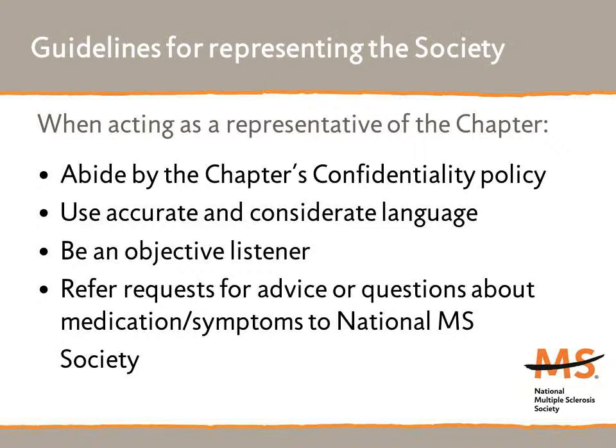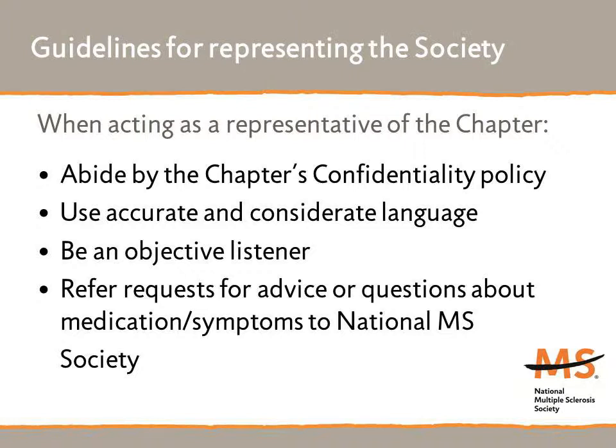Now we're going to talk a little bit more about serving as a representative for the society. When you're acting as a representative for the society, we ask that you ensure the safeguarding of information of people with MS, including even the basic information that they have MS. We're going to talk a little more about the chapter confidentiality policy later in the training, but we want to make sure that you are aware that this is a very important piece of your role as a representative.